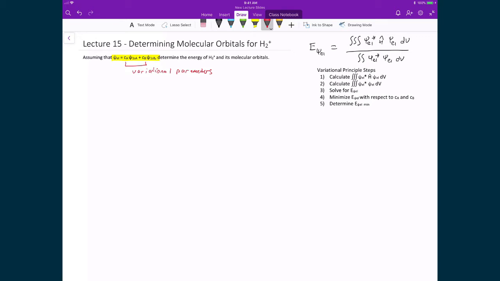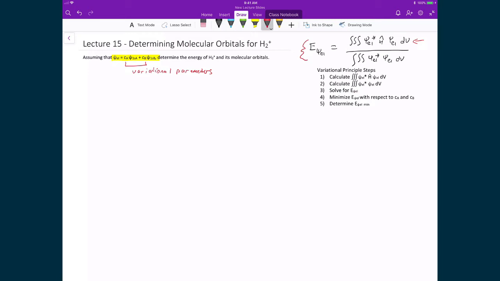And so if you recall from the previous day, we calculate the energy via our variational principle by saying this expression up here, which is basically just a rearrangement of the Schrödinger equation, where we have the energy from our trial wave function equal to the integral over all space of the complex conjugate of our trial wave function times the Hamiltonian applied to our trial wave function. And this is divided by the integral over all space of our trial wave function times its complex conjugate.